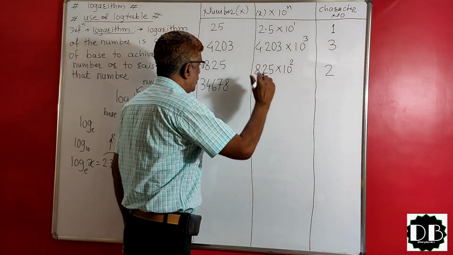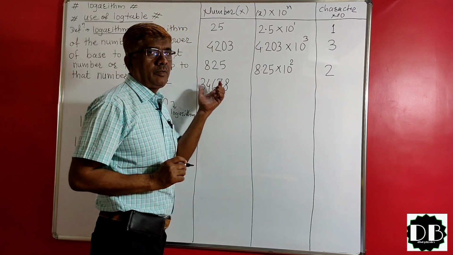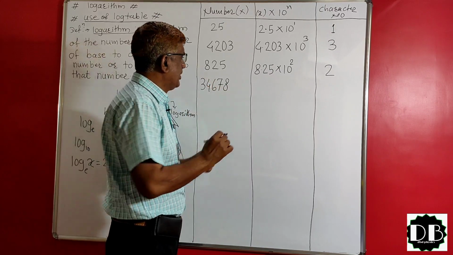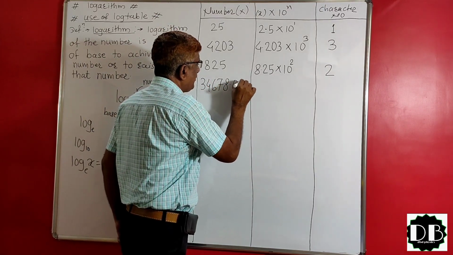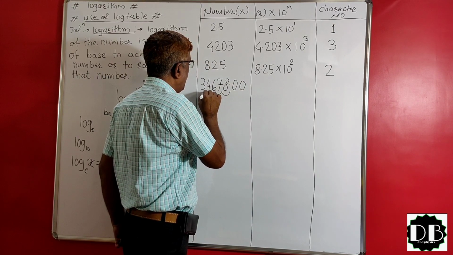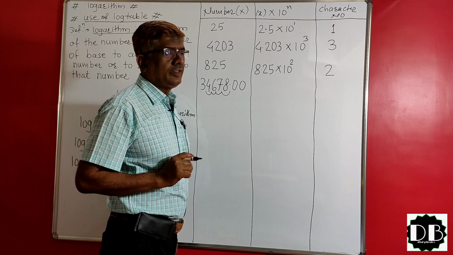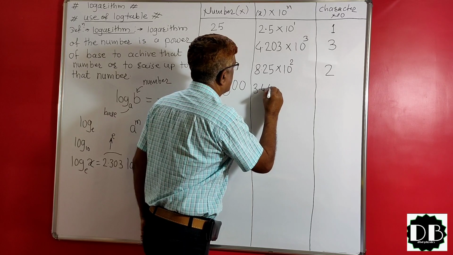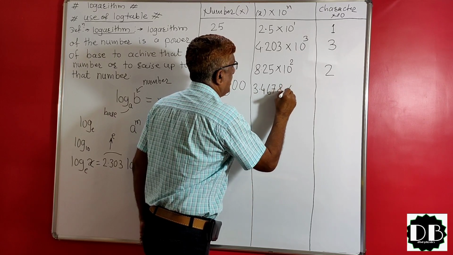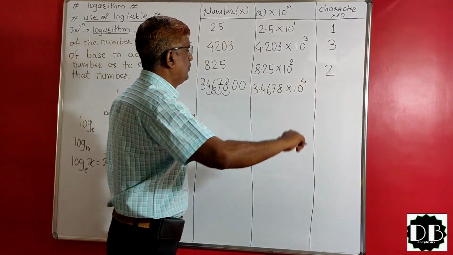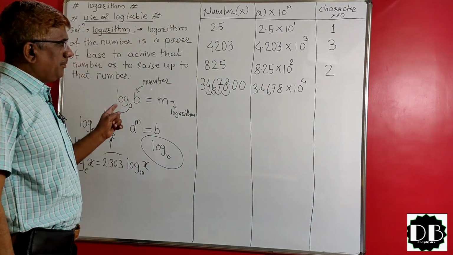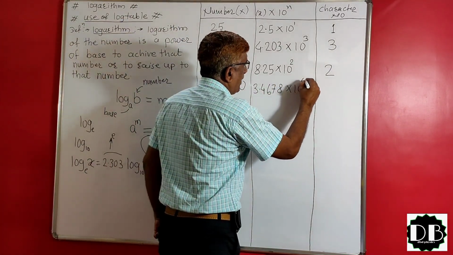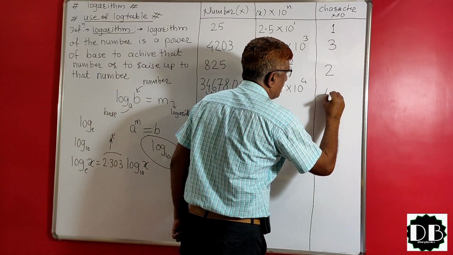Now, to convert it into the form of a number such that the decimal point is after a single digit, we see that 1, 2, 3 and 4 - we jump through the 4 digits, so that it is equal to 3.4678 into 10 raised to 4. Jumping is right to left, that's why the power of 10 is positive. Don't bother about the rest of the number, the power of 10 is 4.